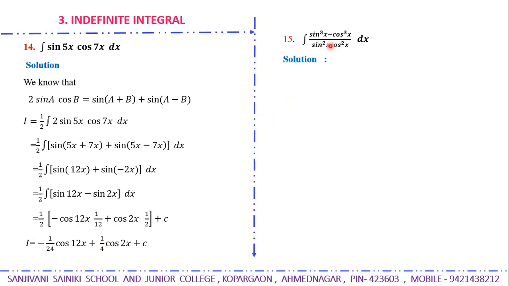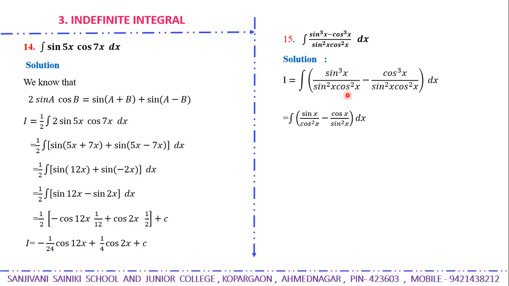The next example is sin cube of x minus cos cube of x upon sin square x into cos square x. Separately divide this expression. You get here sin square and one sin square will cancel and we get sin x upon cos square x. Here also cos square cancels and we get cos x upon sin square x.